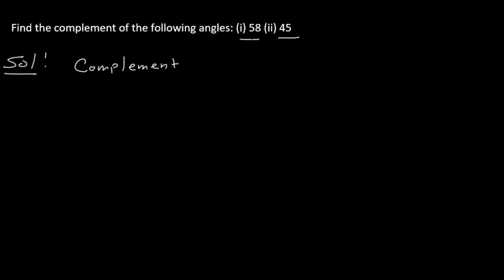angle of the first, which is your 58 degree. So what do we mean by complement angle? The addition of two angles is 90 degree. So I will write, complement angle of 58 degree is equal to 90 degree minus 58 degree. Okay, so directly you can give the answer.